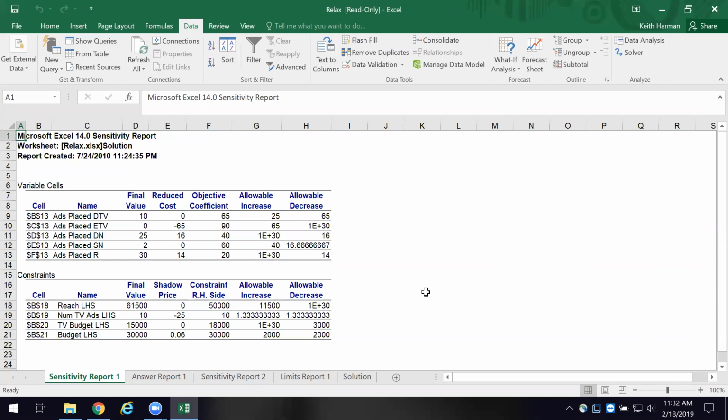And you can see on the shadow price, for example, on the number of TV ads on the left-hand side, the shadow price is minus 25. So for every additional TV ad we run, we're not getting any bang for the buck. Okay? We'll be overexposed in that particular media buy, and we're not going to get anything else out of it.